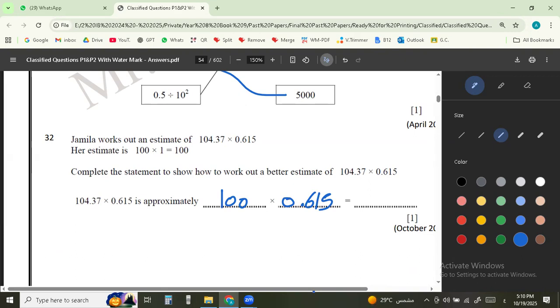I kept the 0.615 the same. So now I can multiply easily by moving the decimal point twice to the right. So 61.5 is the answer.